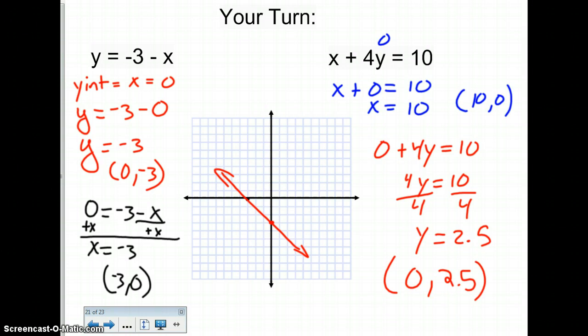Now I have the information I need to plot the points. I have 10, 0, that's over here. And then I have 0, 2.5 about here. And we get a line roughly through there. So that kind of wraps up today's lesson. We'll get a fair amount of time to practice this tomorrow in class. Please watch the video, take notes, and come prepared to ask questions for what you may have questions on and need clarification.